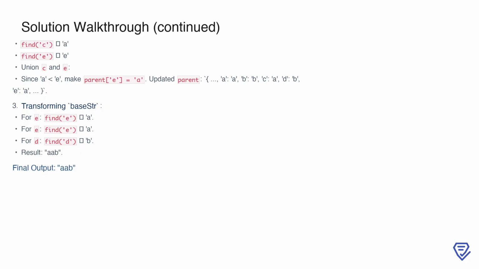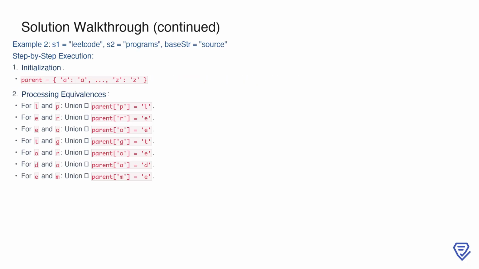Now, let's consider a larger example with S1 as LeetCode, S2 as programs, and base str as source. We begin by initializing the parent dictionary to track equivalences. Then, we process the character pairs from S1 and S2.